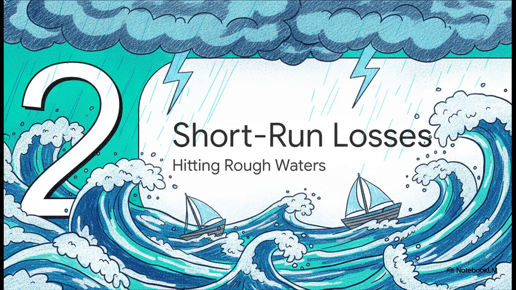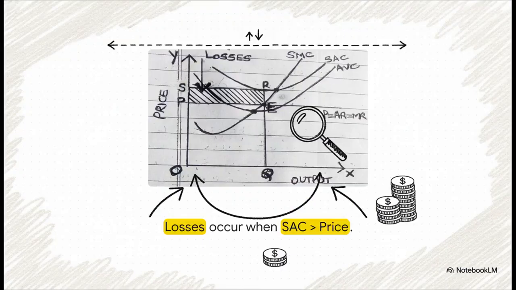Section 2, Chapter 1, short-run losses. Let's see how this builds when our firm hits some rough waters. All right, let's walk through this step by step. Follow that perfectly flat horizontal line right in the middle. That's our price, where P equals AR equals MR. Now find point E. That right there is our equilibrium point.